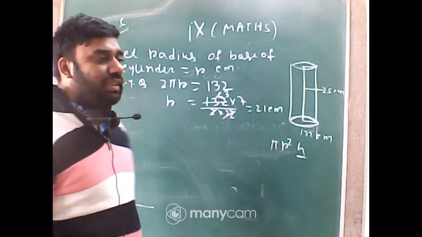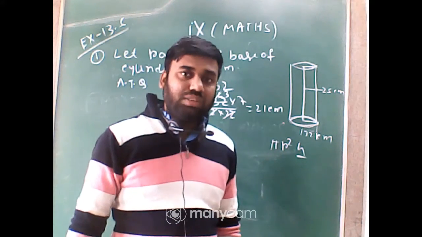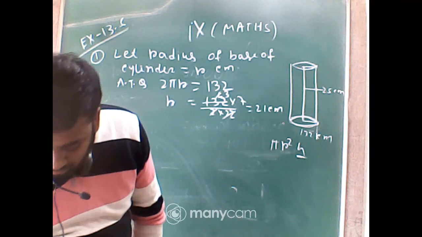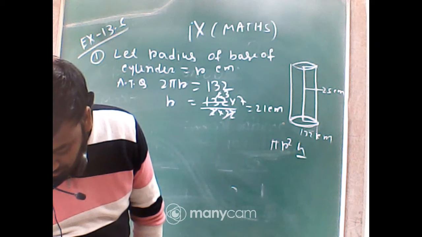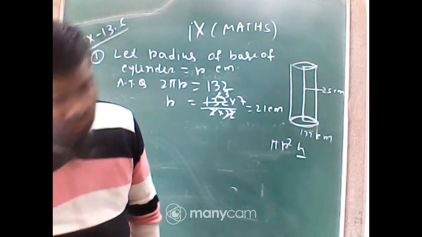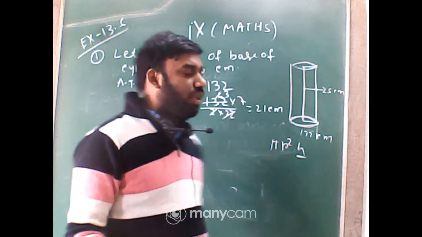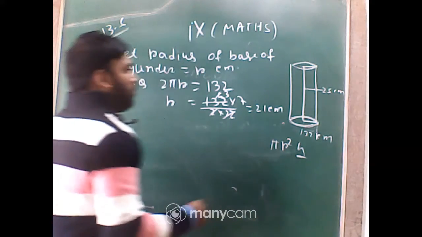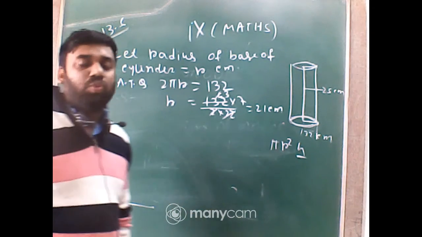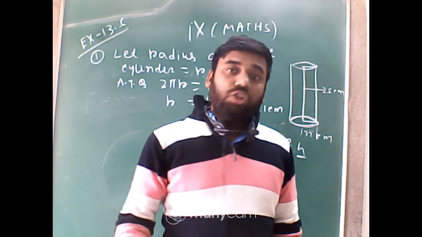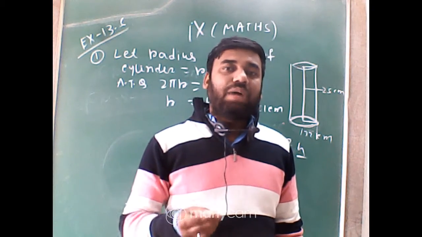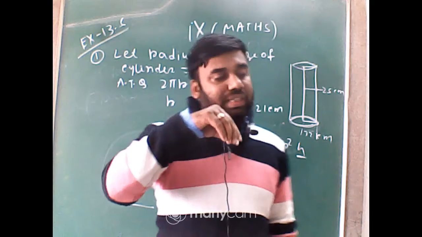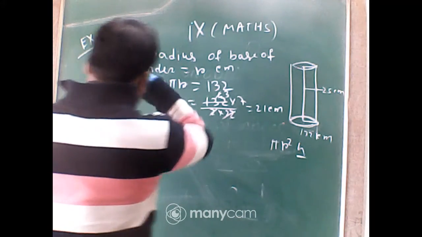So what is the base radius? Base radius is 21 centimeter. Okay, up to this, any problem? No, very good. So r equal to 21 centimeter. Now, how much water can it hold? How much water can it hold means, what is the volume of that cylinder? These two questions are the same, and have the same answer, that is volume, or capacity.